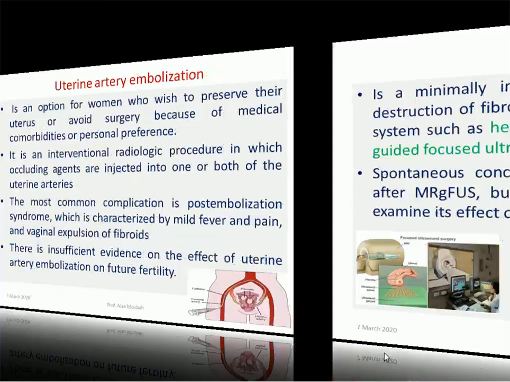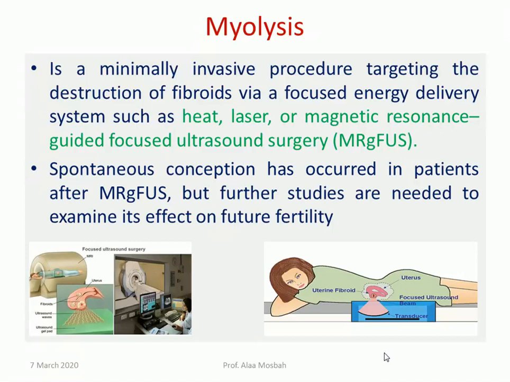A second line of treatment, myolysis. It is a minimally invasive procedure targeting the destruction of the fibroid by a focused energy delivery system, such as laser, heat, or magnetic resonance guided focused ultrasound surgery, as in this picture. This is a focused ultrasound beam. This is the machine, this is the MRI. Spontaneous conception has occurred in patients who received this treatment, but further studies are needed to examine its effect on future fertility.